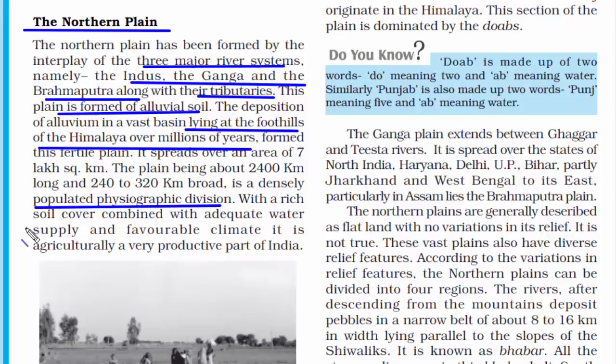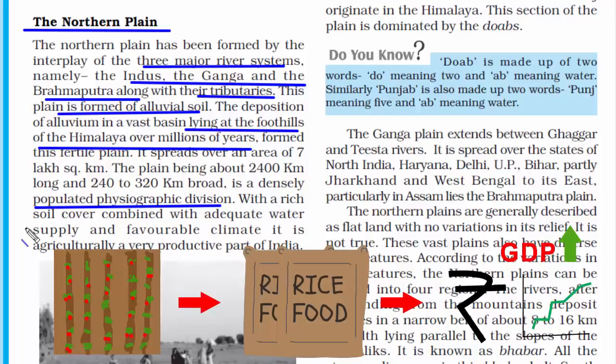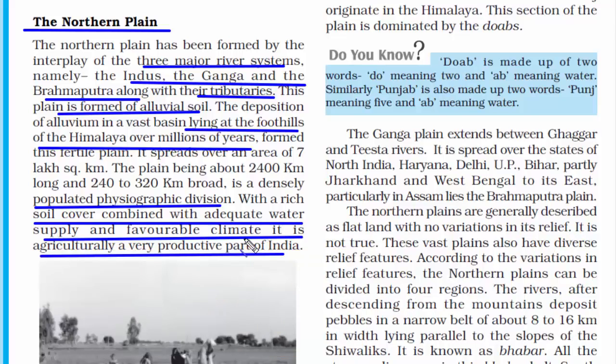Now, an amazing fact is that the Northern Plain is densely populated. It means if you see around the world, most of human civilization resides in the plain area. And it is purely because of the soil, adequate supply of water, and favorable climate. Since this plain exists because of the river system, and rivers bring rich soil cover when they flow, this makes that region full of alluvial soil, and this particular soil is good for agriculture, and agriculture will lead to food production and thus add value to the economy, and hence it becomes the most productive part of India.